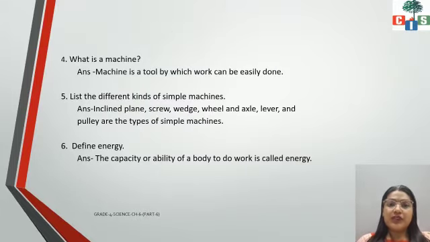Moving further, what is a machine? A machine is a tool which makes our work easy. Yes. Now, the fifth question. List the different kinds of simple machines. So we have to just write the name of the simple machines, which are the inclined plane, screw, wedge, wheel, lever and pulley. Okay. Now we have to define energy. Again, very easy. The capacity or ability of a body to do work is known as energy.